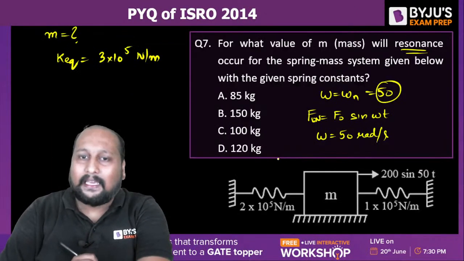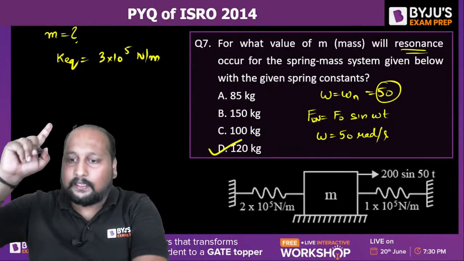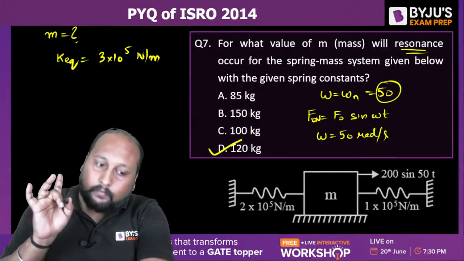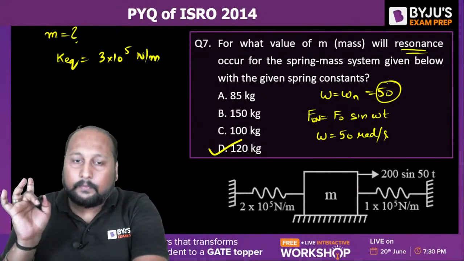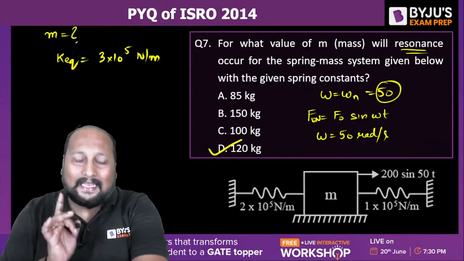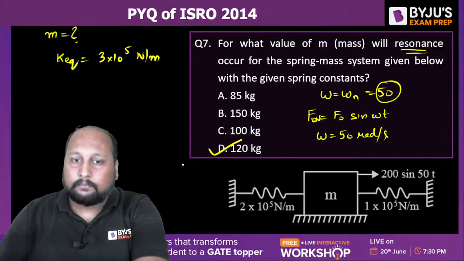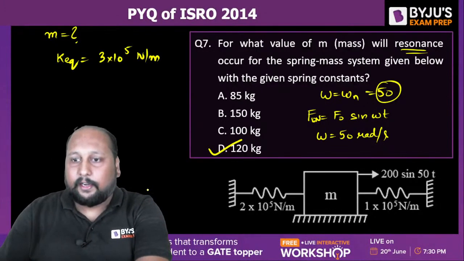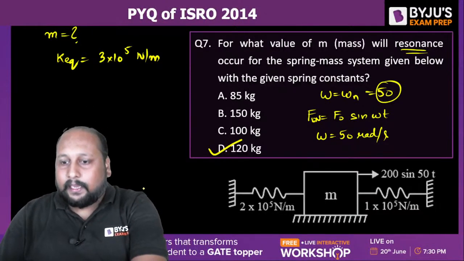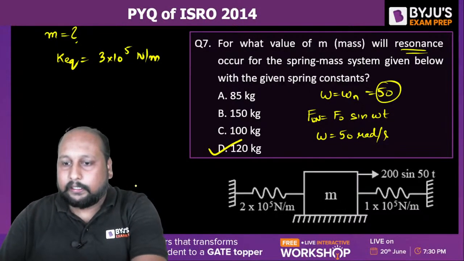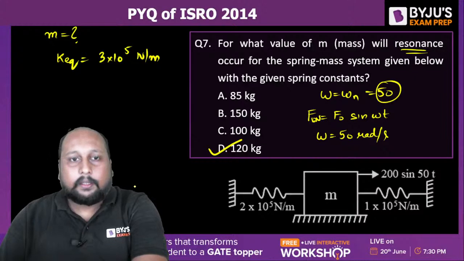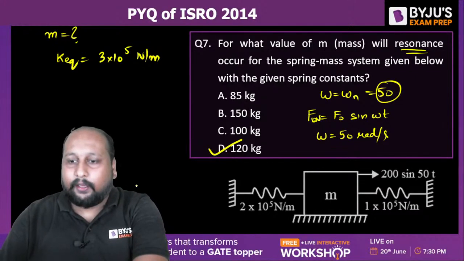Are we getting 120 kgs? Option D is the correct answer. 120, very good. 120 kgs. Okay, option D is the correct answer. Done. Perfect. Very good. Everyone. Is this clear? Option D, 120 kgs. Perfect. Next question on the screen.